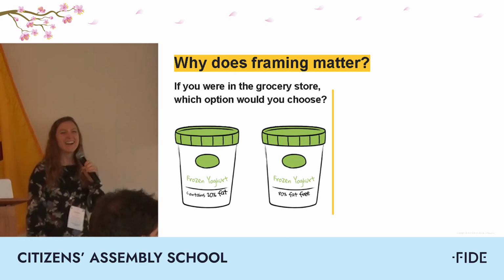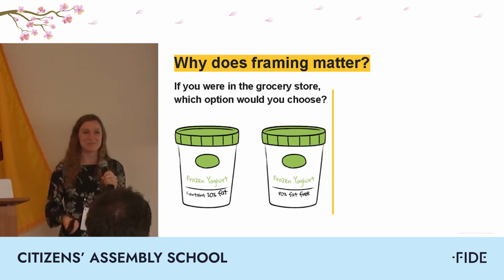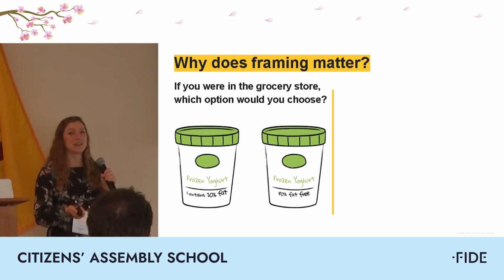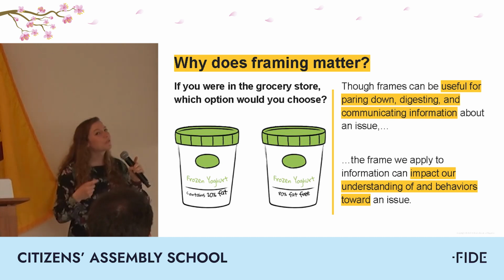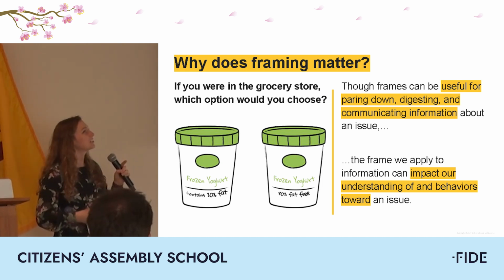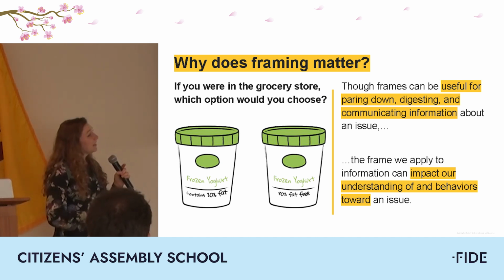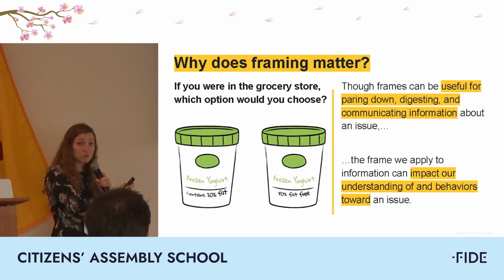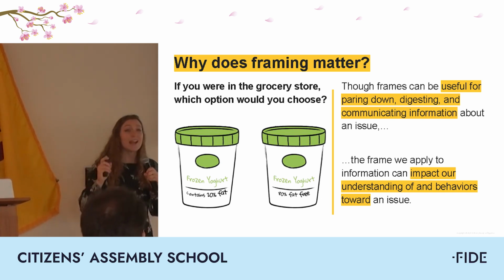So as you can see, both of these are basically communicating the same thing. Neither one of them is misinformation, but it's saying the same thing in different ways, right? So my point here is that although framing can be useful for paring down, digesting, and communicating information, when it comes to the context of deliberation, the issue that we need to have in our mind is that when we apply framing, like in the case of the frozen yogurt and what you want to buy in the grocery store, it can impact our understanding of the issue and our behaviors toward the issue.